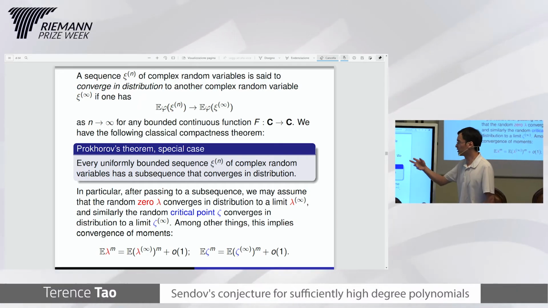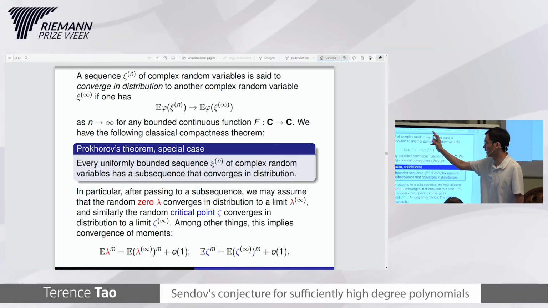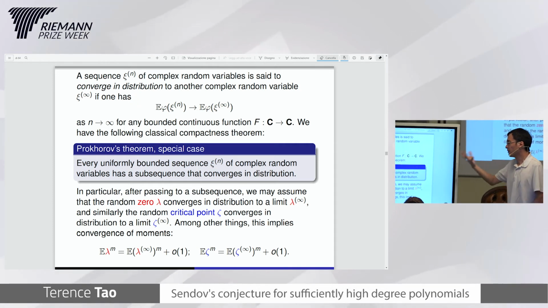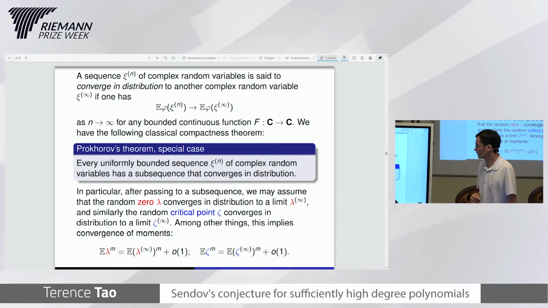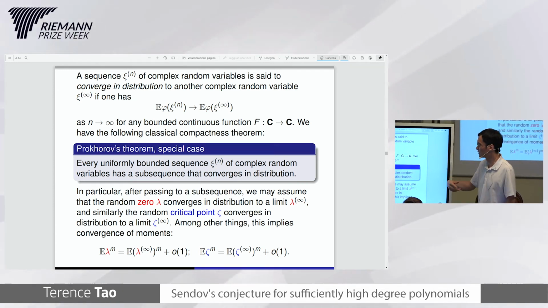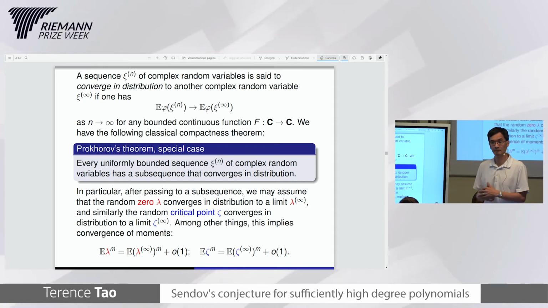It implies, for example, convergence of moments, that if you raise this to any power k, the mean of xi n to the k converges to the mean of xi infinity to the k. And then there's a classical theorem, Prokhorov's, that says that if you have any sequence of random variables that are supported in a bounded set, like a unit disk, then there's a subsequence that converges to a limit.